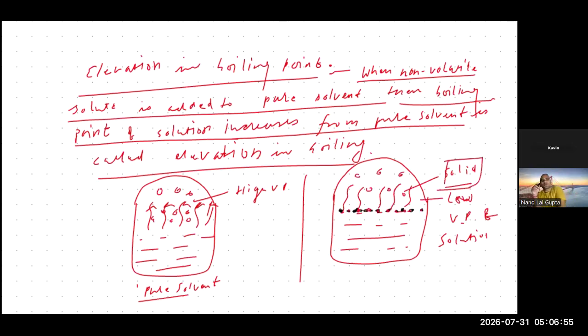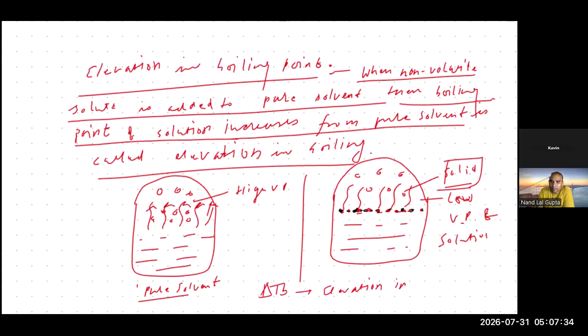Now one thing you should know: when we are boiling pure water and you add salt, rice, sugar, or wheat, the boiling suddenly stops. Why? Because vapor pressure decreases. To boil the solution, you need to heat more. So the increase in boiling point is represented by delta TB, the elevation in boiling point.